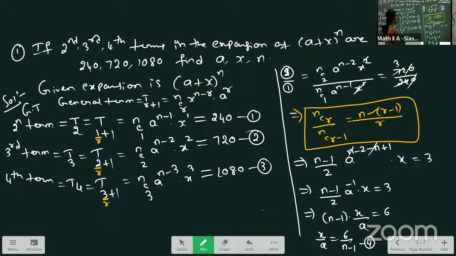Similarly, we take equation 3 by equation 2. What is our equation 3? NC3 a to the power n minus 3 x to the power 3, by equation 2, which is NC2 a to the power n minus 2 x to the power 2, is equal to 1080 by 720.